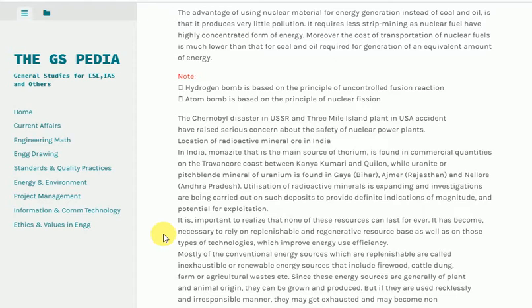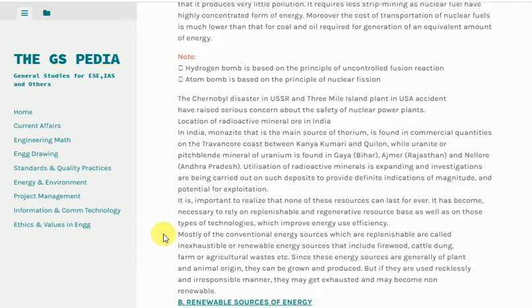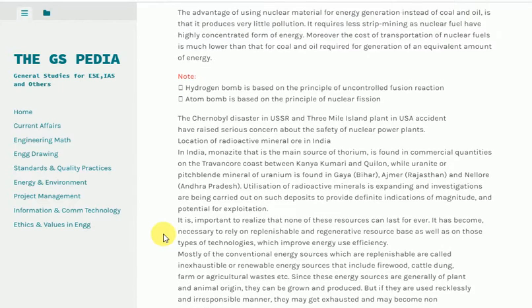In India, monazite, which is the main source of thorium, is found in commercial quantities on the Travancore coast between Kanyakumari and Quilon, while uraninite or pitchblende, a mineral of uranium, is found in Gayabhar, Rajasthan, Andhra Pradesh and other places. Utilization of radioactive minerals is expanding and investigations are being carried out on such deposits to provide definite indications of magnitude and potential for exploitation. It is important to realize that none of these resources can last forever.